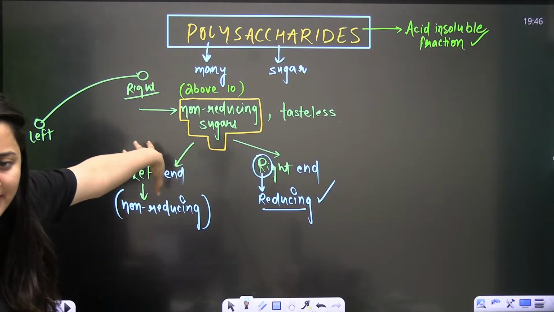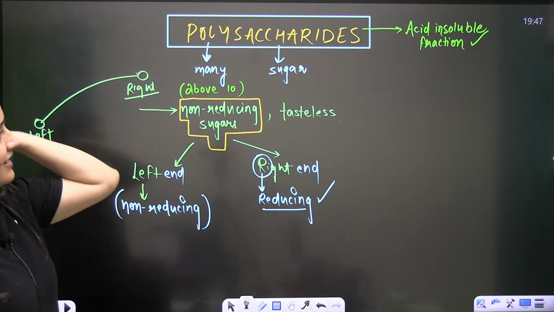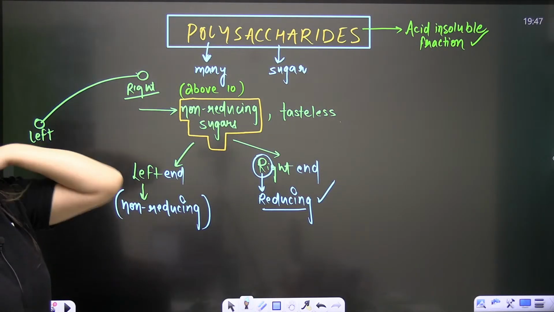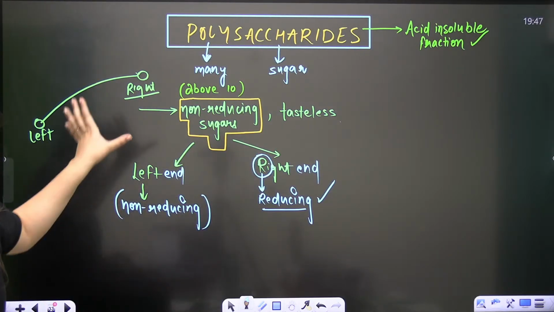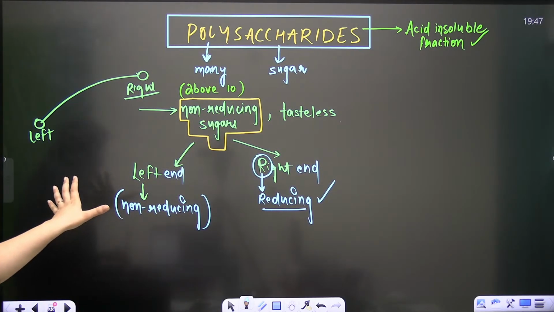Polysaccharides are not soluble in optically active solution. That I'm not going to explain, of course. Okay, so any doubt here? Yes, everyone, any doubt here? Quick, do you have any doubt?